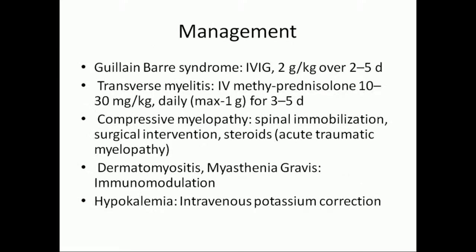Now, to summarize the management: for Guillain-Barré syndrome, you have to give IVIG 2 gram per kg over a period of 2 to 5 days. If there is transverse myelitis, then you have to treat with IV methylprednisolone, 30 mg per kg per day for 3 to 5 days, and then oral steroid 2 mg per kg per day for 2 weeks and taper over a period of 2 to 3 weeks. For compressive myelopathy, you have to do spinal immobilization, surgery and steroid.